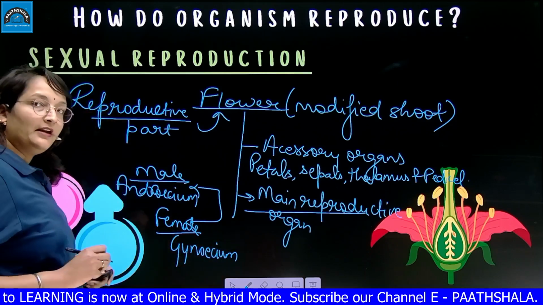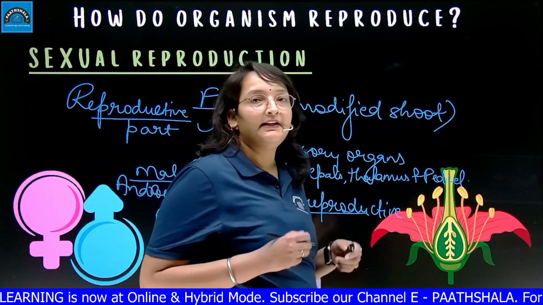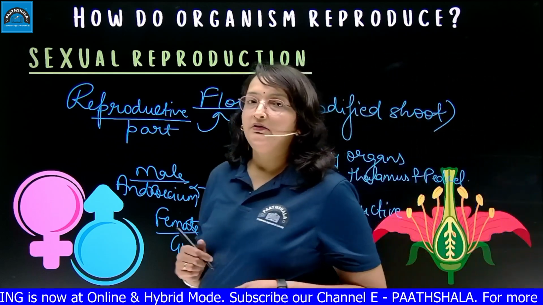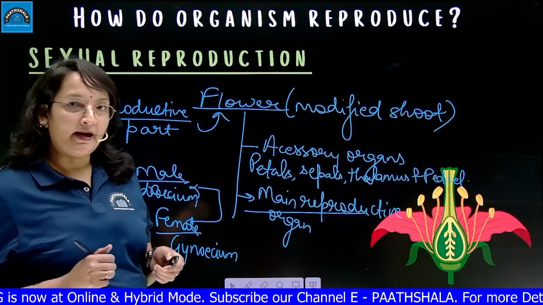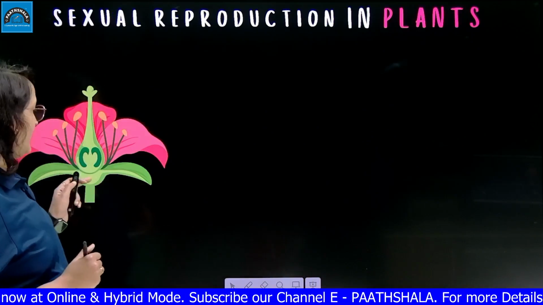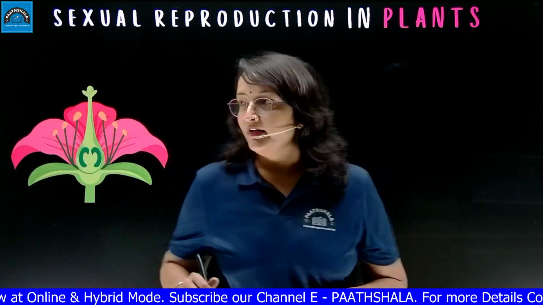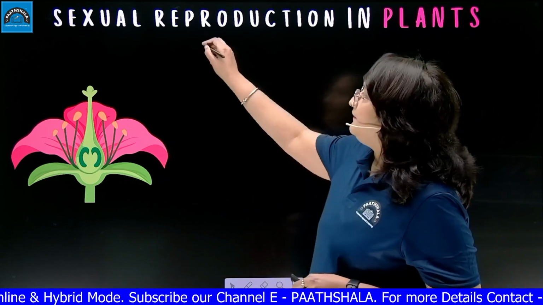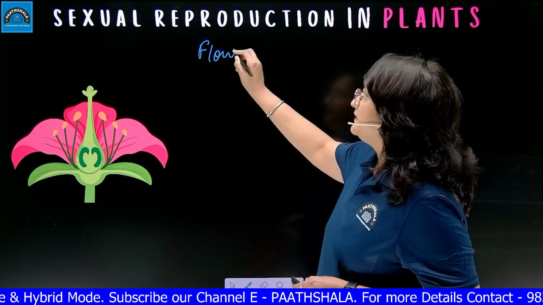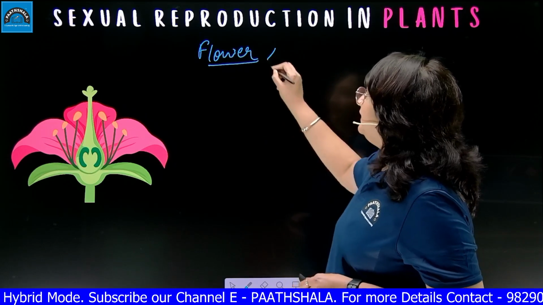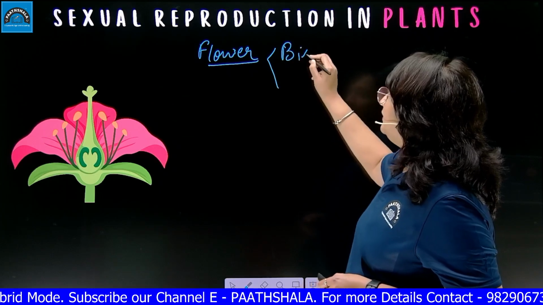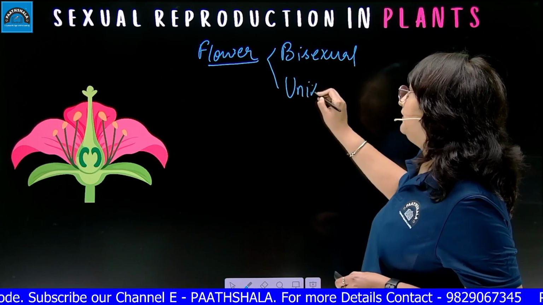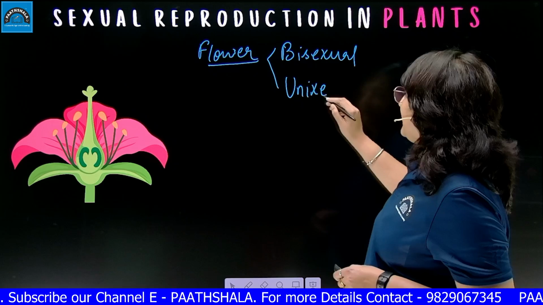So when we are talking about sexual reproduction, we have to mainly focus on the reproductive parts of the flower. We will study these reproductive parts in detail. Now, as you can see here in this picture, this is a colorful flower. Generally, students, when we talk about flowers, they can be bisexual or they can be unisexual.